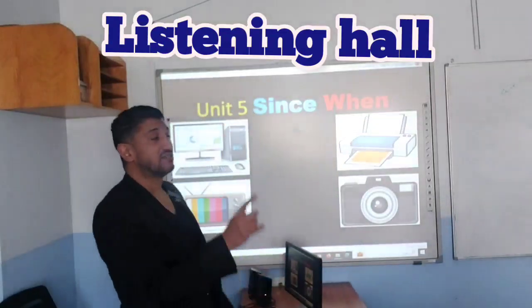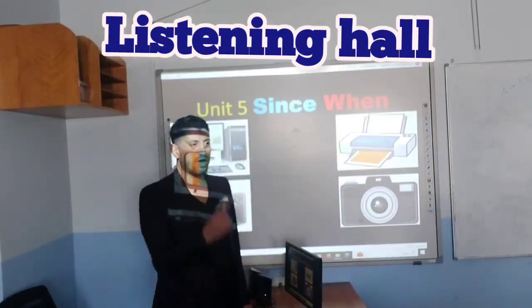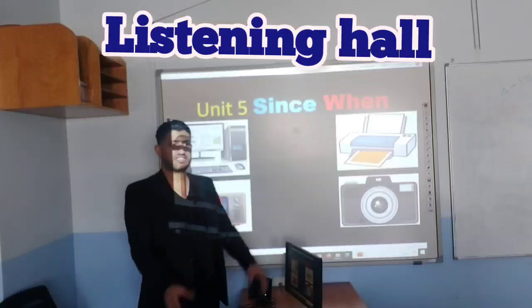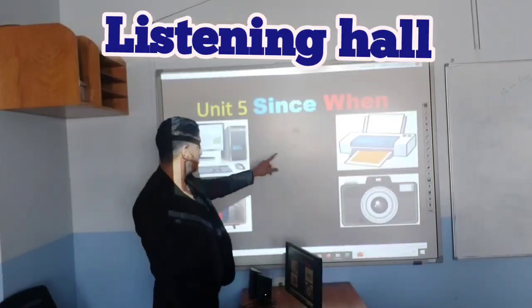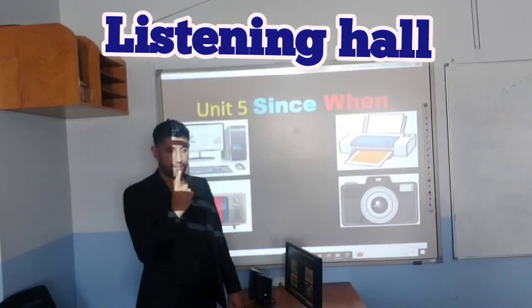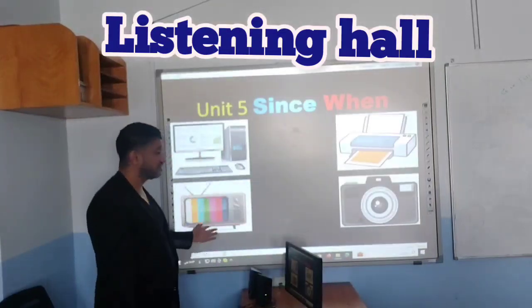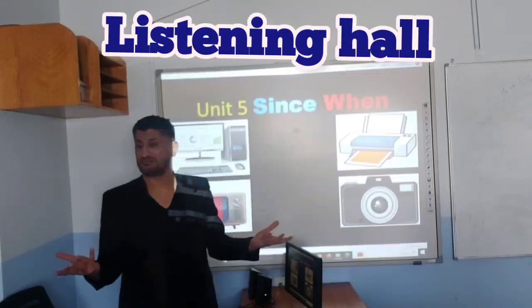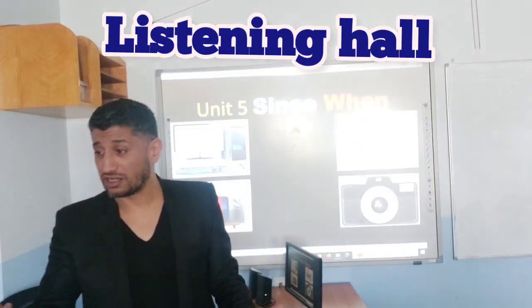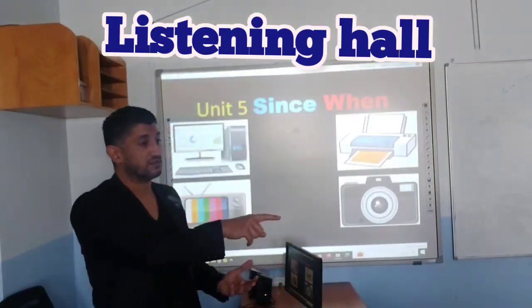I need one of you giving me a word to describe all of them. One word for all of them. For example, a title. Give me a title for all of them. What is a computer and a printer and television and a camera? All of them. Technology. Okay. Another word. Electronic. Excellent. Another word.